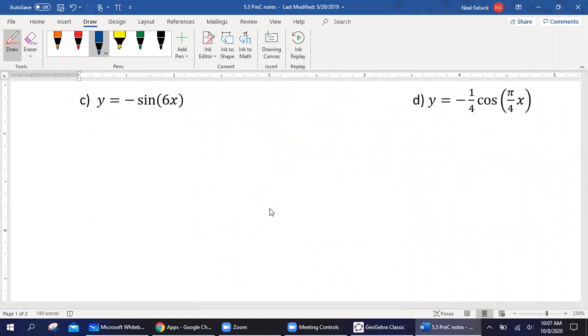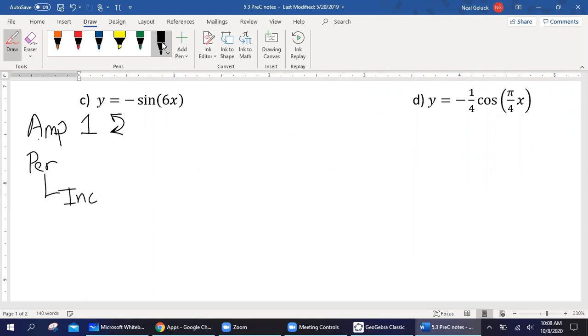For letter C, I'm always going to have amp and period, and then I build increment off of that. Now this one, be careful. My amp, that's the number multiplied out in front. You might think, oh, -1. But remember, amp is a distance. So the amp is still 1. That negative, remember back to algebra, that's going to reflect it over the x-axis. The way I like to signify that, and this is not a standard, but I like to draw a little arrow like that. That just reminds me, oh, I've got to flip this graph.